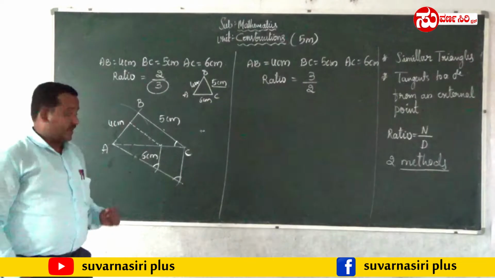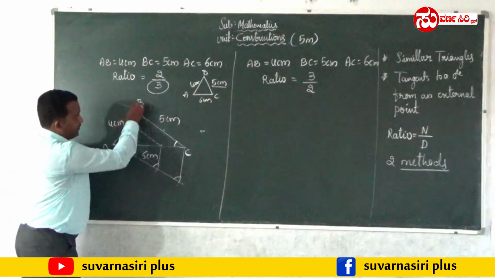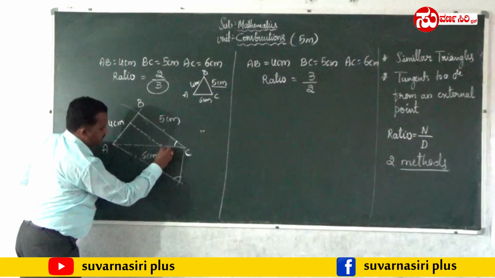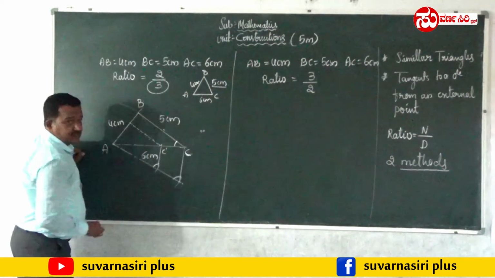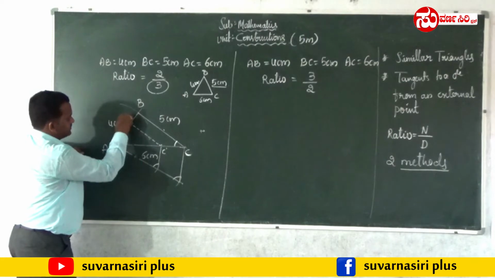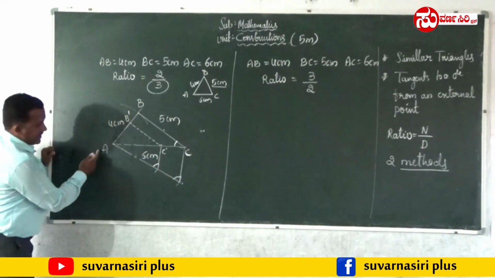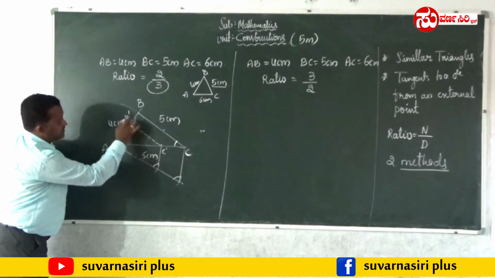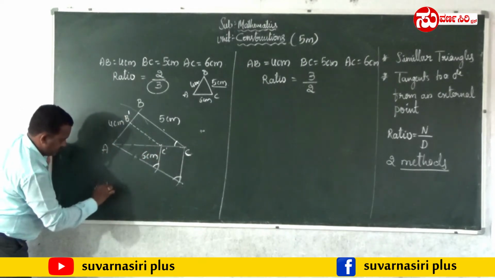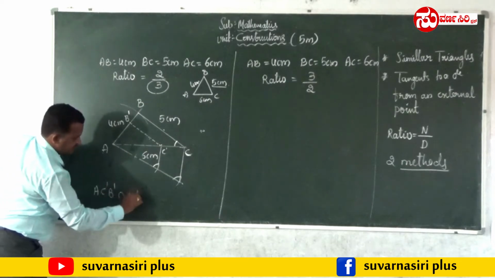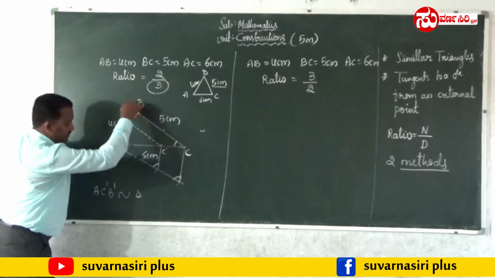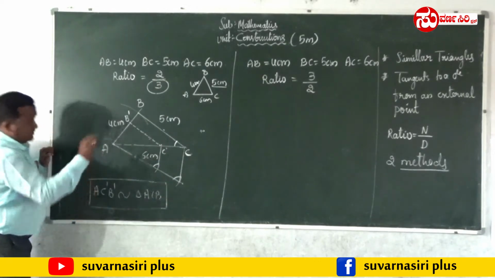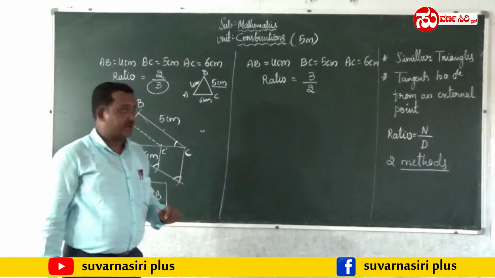Now we shall give the names. Here is A, B and this is C. Let us take this as C dash, and this as B dash. Now a new triangle is formed, that is A, C dash and B dash, which is similar to the triangle A, C, B. This is how we have to construct the similar triangle.